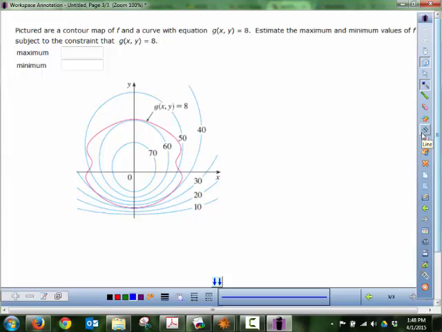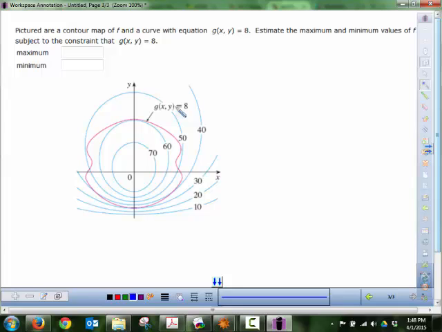Pictured on the contour map are f and g. So f is the function that you're trying to maximize or minimize, and then g is your constraint. Usually that's how it's set up. Estimate the maximum and minimum values for f subject to the constraint. So your blue lines are f, and then there's one contour for g, with a contour height of 8. That's the level curve for that.